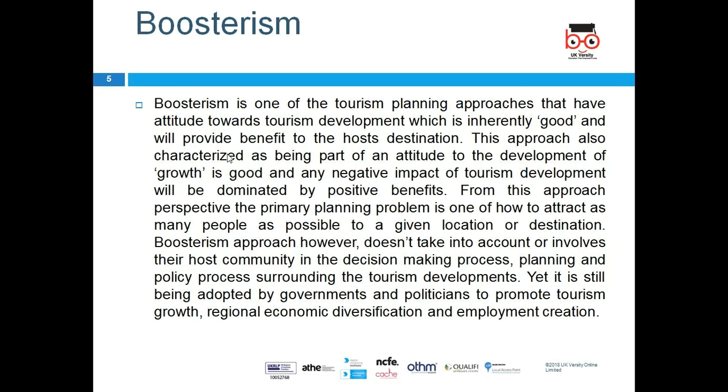So we need to look around. We'll provide the benefits to the host destination. We need to involve the local stakeholders, that this is our benefit, that's why we are doing it. So we can engage, we can deliver the message. Anybody can be welcome. That's the culture we need to create. So this approach is categorized as part of attitude development growth.